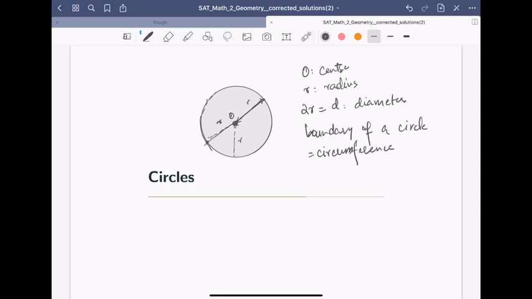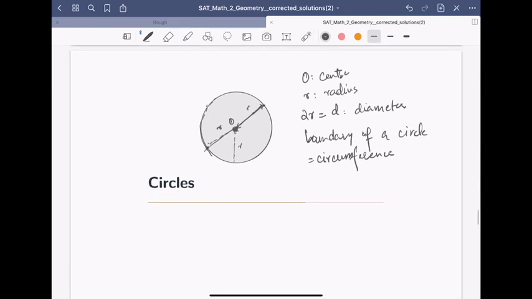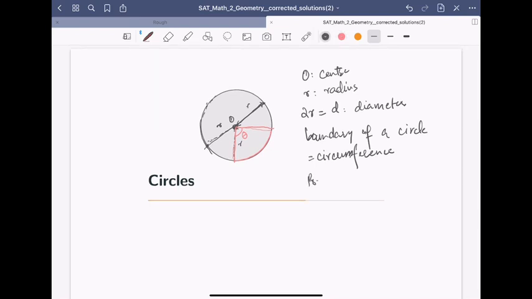If we are talking about a portion of a circle and not the entire circle, for example, this part only, with some angle theta, then this portion of a circle is called a sector. The part of the boundary that forms a portion of the circle, this part here, is called the arc of a circle, basically the arc of this sector.